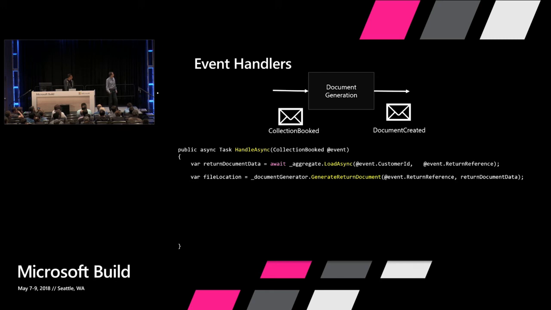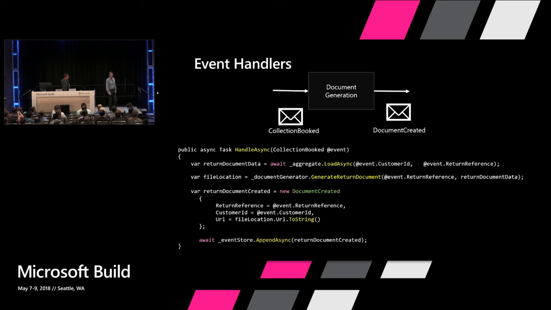Next thing we do after we've loaded up our aggregate with its state is we generate the return document. So here we might call out to a third-party web API, we'll download a PDF, save it to blob storage, and then we emit our document created event. And what we do there is we just append a new document into Cosmos DB. The Cosmos DB change feed then allows another service to pick up that change. As you can see there, it's 5 lines of code, really simple to test. It's got an input, an action, and an output, very easy to mock and test. And being so small and simple, it makes it ideal for Azure Functions.